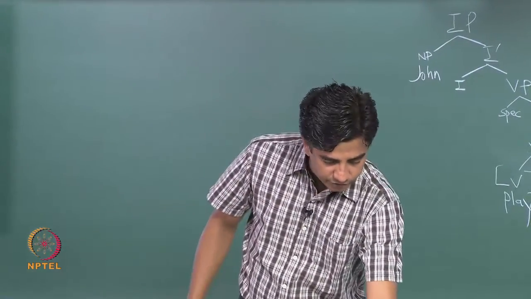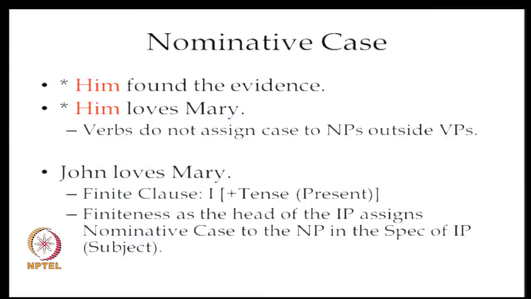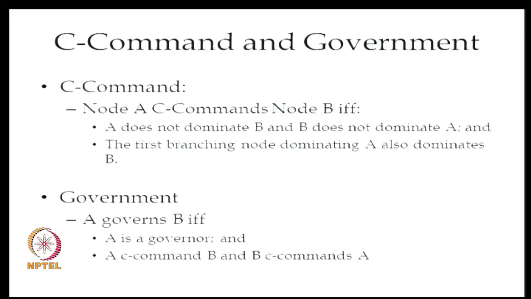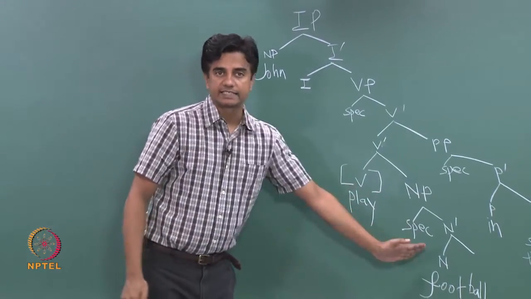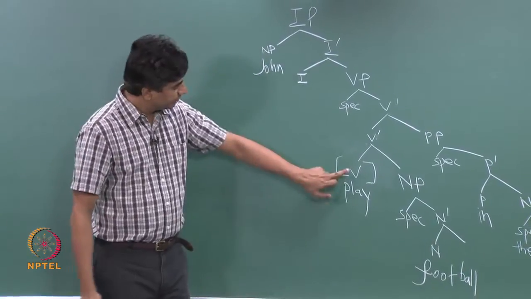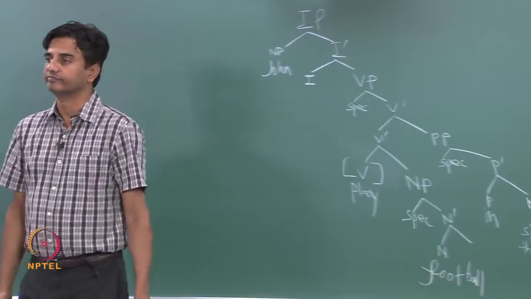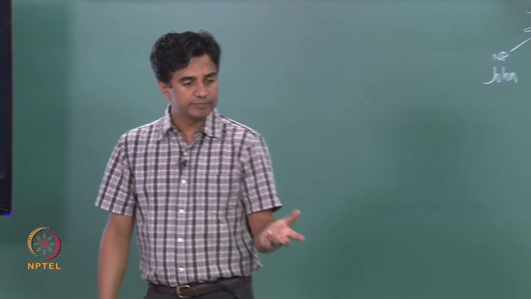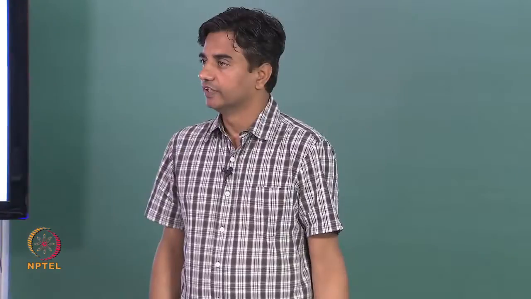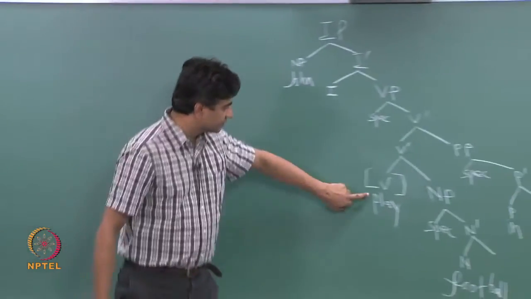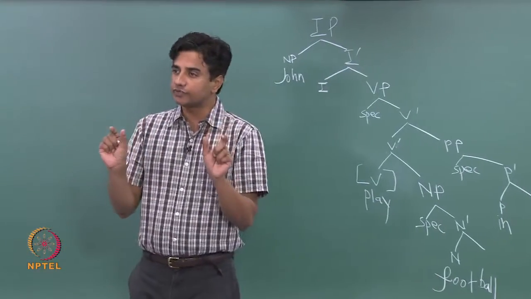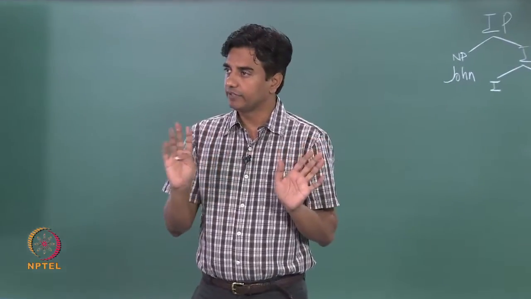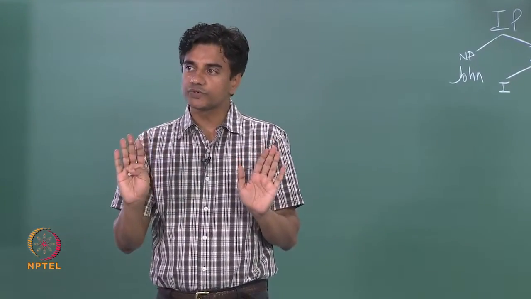Now, on the basis of this, what we build is this one. Let us look at, so now we want to say not only V precedes N, we want to say V C commands N, okay? Where C commands simply means constituent command. You know that these two terms, V play and N football, are two constituents of this sentence. Are you with me?